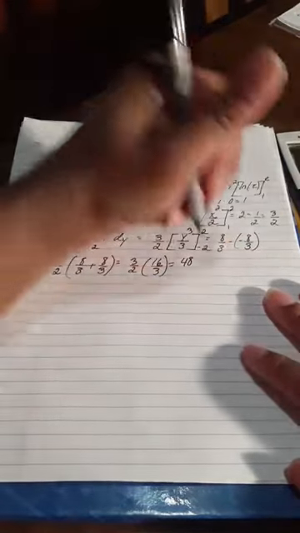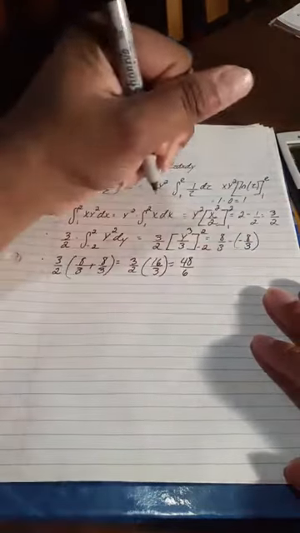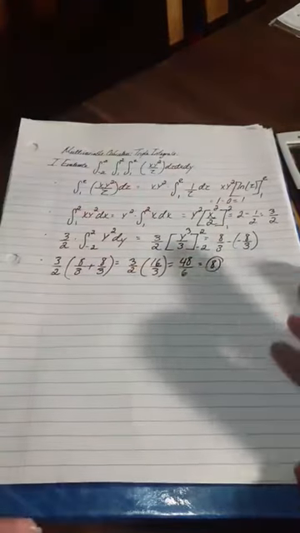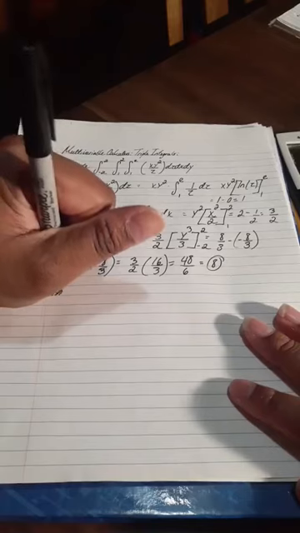Remember, 16 times 3 is 48. 3 times 2, or 2 times 3, is 6. 48 divided by 6 is just 8. So that's actually the answer for this triple integral. So the final answer here is just 8.